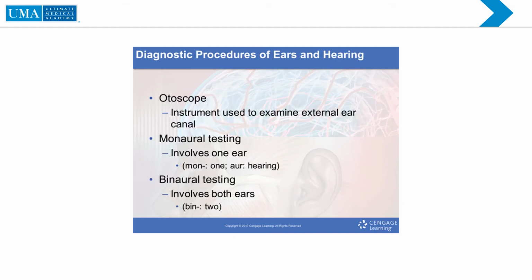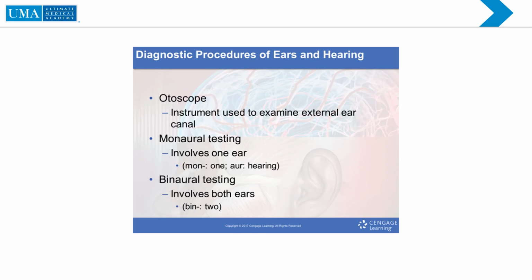Now let's take a look at some procedures that are used to diagnose different disorders or diseases, conditions of the ear. We start off with an otoscope, and this would be an instrument used to examine the external ear canal. Also, you may hear pneumatic otoscope, and this has the attachment of a light bulb that's filled with air. Now, during an exam with an otoscope, the bulb is pressed to visualize whether or not our eardrum is immobile, meaning immovable. This would indicate a possible otitis media.